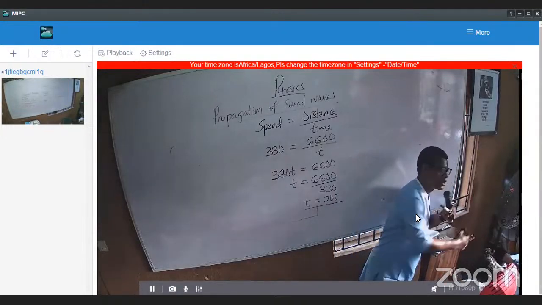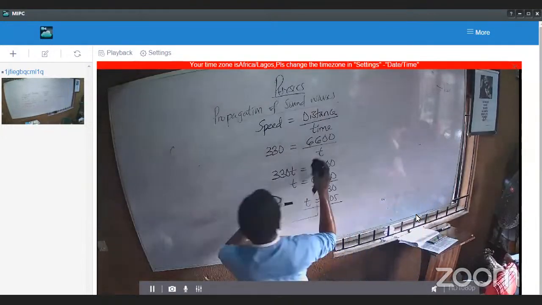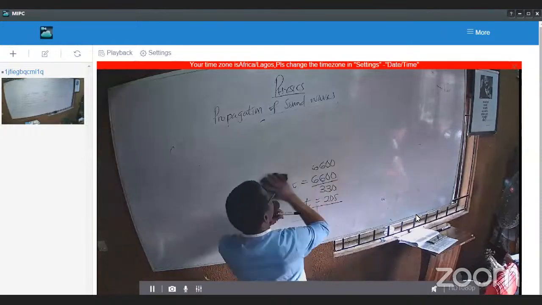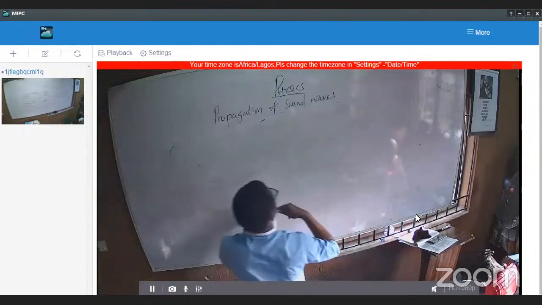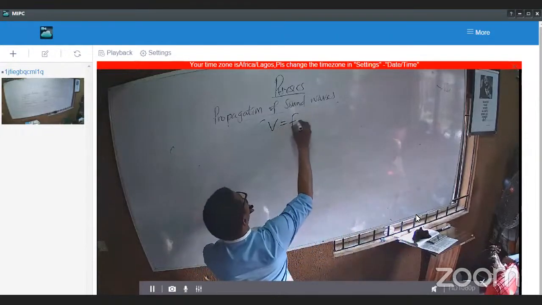Forget about STP or no STP, just do it normally, the same thing that we have been doing. Velocity is F lambda, isn't it? So don't be afraid. So V is F lambda.